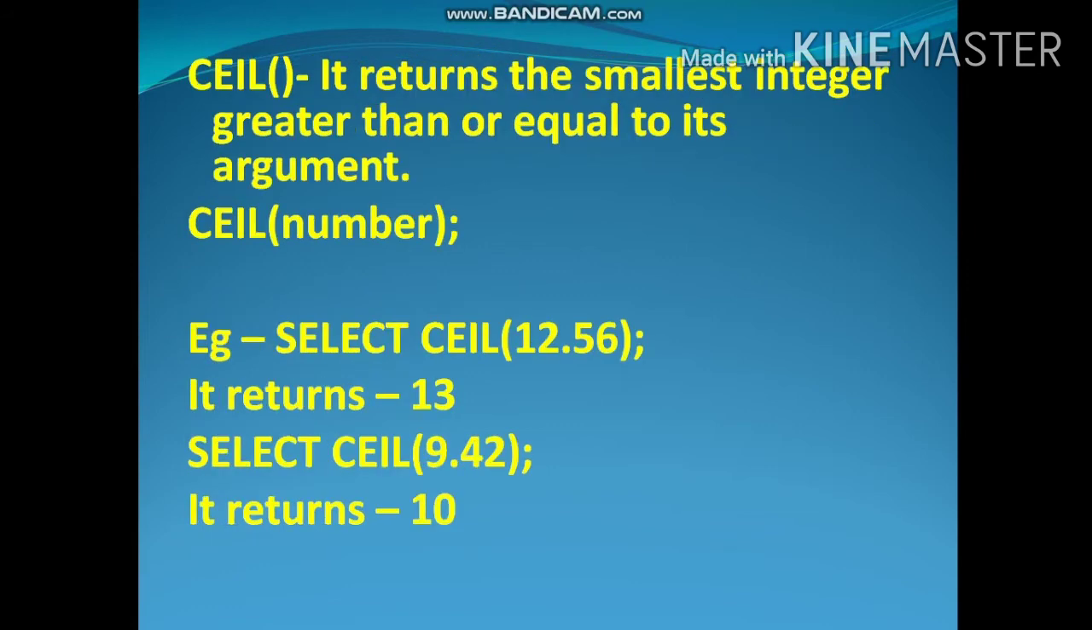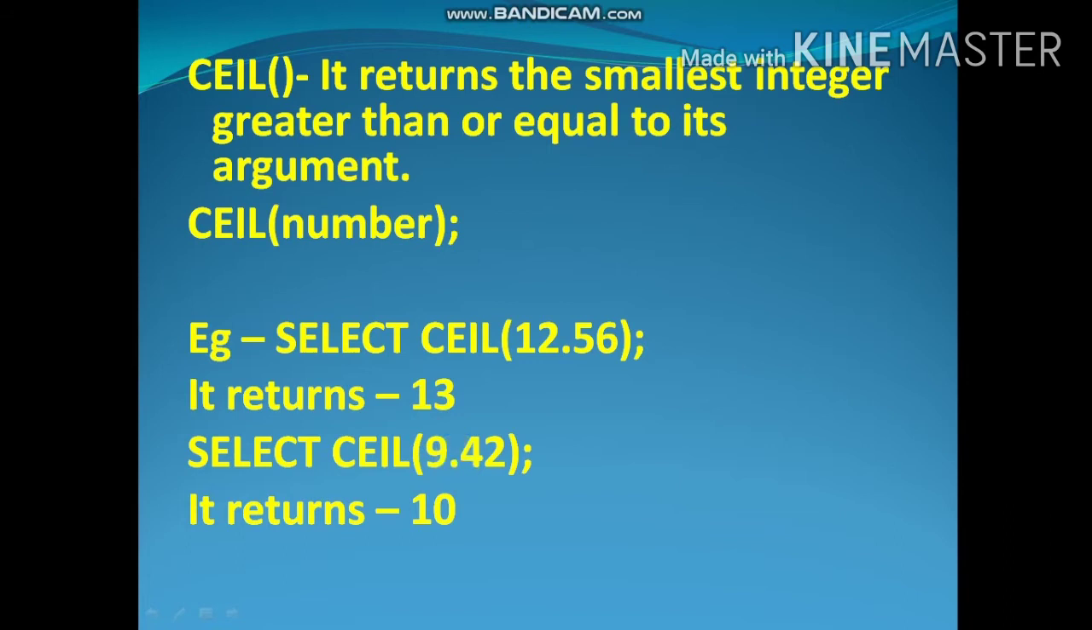Next one is the CEIL function. It returns the smallest integer greater than or equal to its argument. Syntax: CEIL(number). Actually, what happened? If you give a CEIL function, it rounds the value, but it rounds to the higher value. Example: select ceil(12.56). It returns 13. Another, ceil(9.42), also returns 10. That means the CEIL function is used to return the value one higher than the given value.